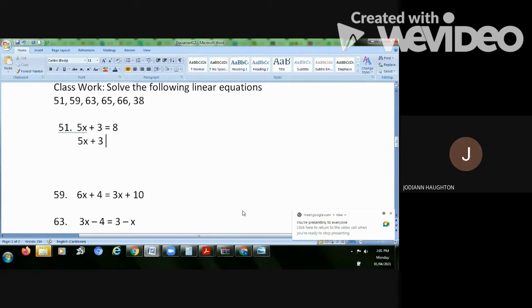3 minus 3, because it's an add sign, so you're going to do the opposite, which is minus. Equals 8 minus 3. Then you're going to divide the 5x by 5. 5x over 5, divide, equals 5. You cancel out, write the same 5, divide it, cancel out, and it leaves x, so x equals 1.